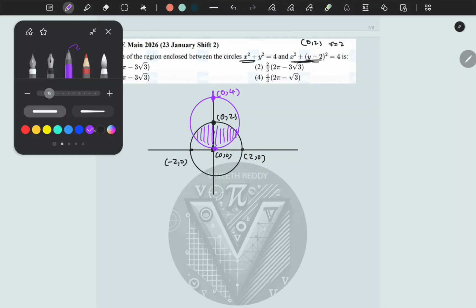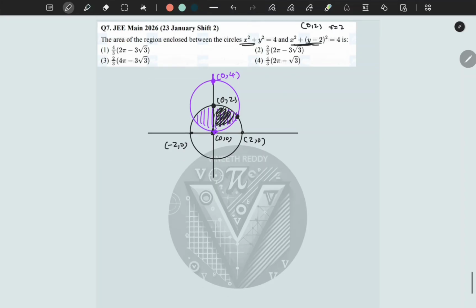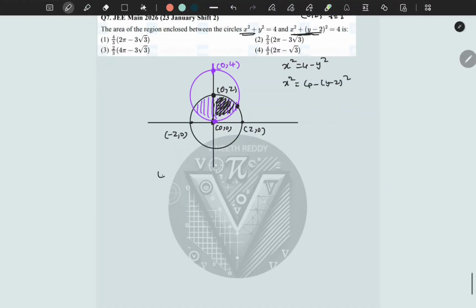Okay, so I think we can try finding out the point of intersection. Since this area is symmetrical with respect to y-axis, we can just find this area and multiply that with 2. So for point of intersection, first circle is x square is equals to 4 minus y square and second circle is x square is equals to 4 minus y minus 2 whole square. We can equate both of them. So we get 4 minus y square is equals to 4 minus y minus 2 whole square.